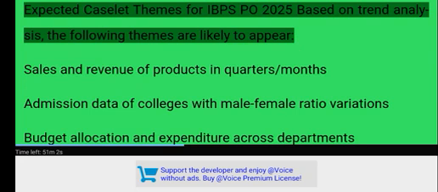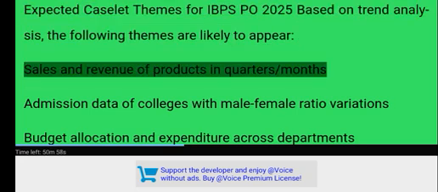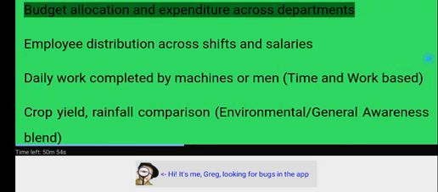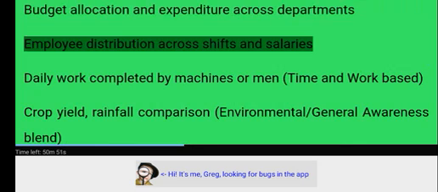Expected caselet themes for IBPS PO 2025 based on trend analysis, the following themes are likely to appear. Sales and revenue of products in quarters, months. Admission data of colleges with male-female ratio variations. Budget allocation and expenditure across departments. Employee distribution across shifts and salaries.